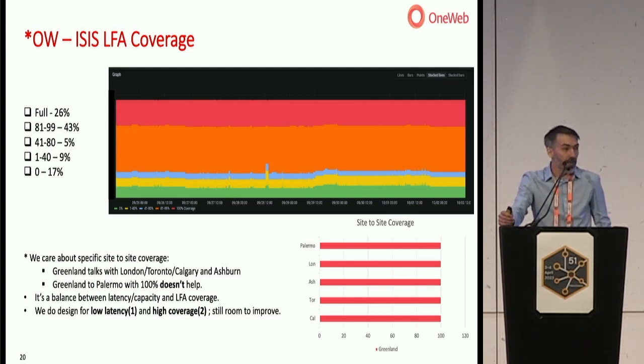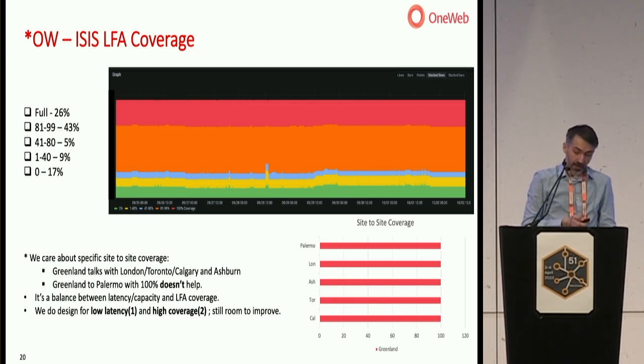So it's always a balance between making sure you have enough capacity, you have decent latency, and LFA coverage. There is no way for us to provide 100% coverage to everything. So when we design, first of all, we design for low latency links, and second for high convergence. There's always room to improve, and hopefully we get to a stage where all our sites have 100% full coverage in terms of LFA.